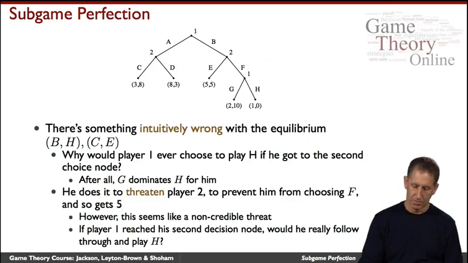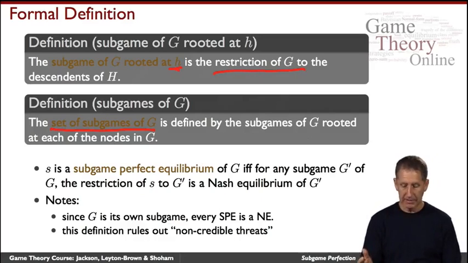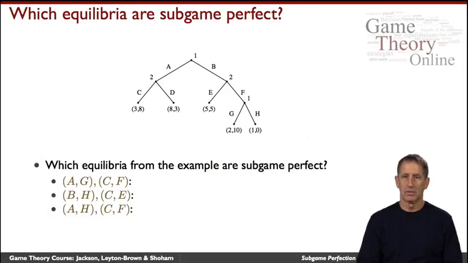And so we see that in fact that captures the intuition of non-credible threat, and notice also that one special case of a subtree is the entire tree. So a subgame perfect equilibrium has got to also be a Nash equilibrium. Let's test our understanding of this concept a little bit. Let's look at this tree and ask ourselves what are some of the subgame perfect equilibria there.